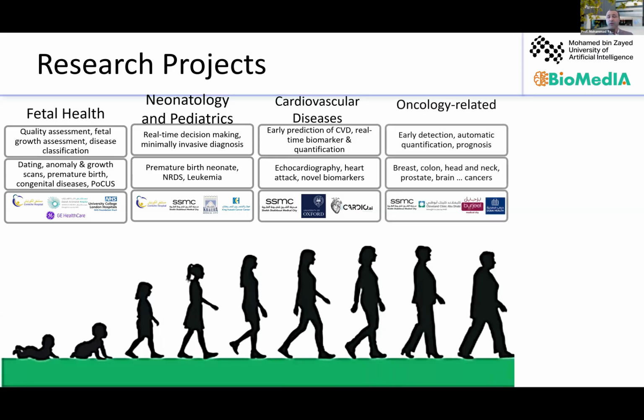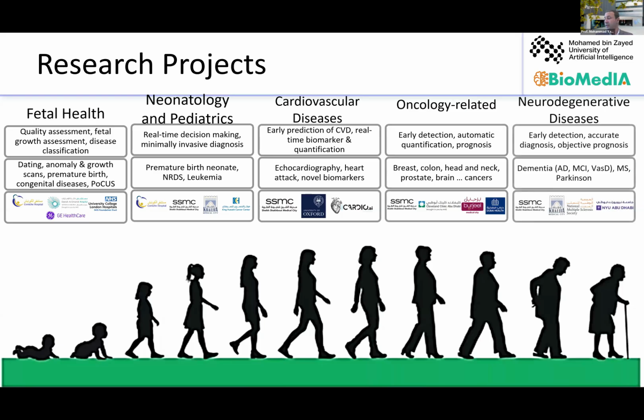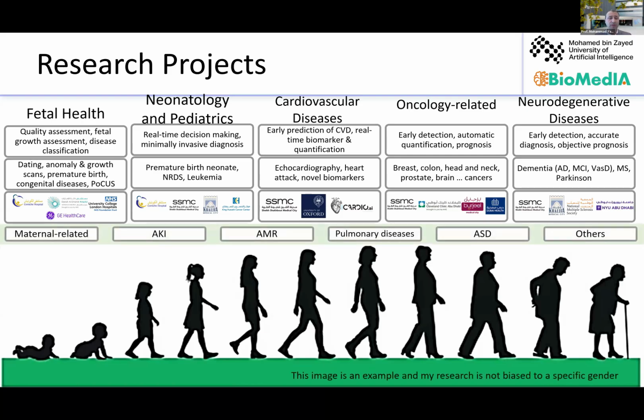So we have work on different problems in cancer, including head and neck cancer, colon cancer, brain cancer, and other types of cancers. And finally, as I said, my work is across the board from early age to later age. My team and I work actively on neurodegenerative diseases with a big focus on dementia, and specifically Alzheimer's. In addition to that, my team and I work on other problems, including maternal health, acute kidney injury, antimicrobial resistance, pulmonary diseases, autism spectrum disorders, and others.